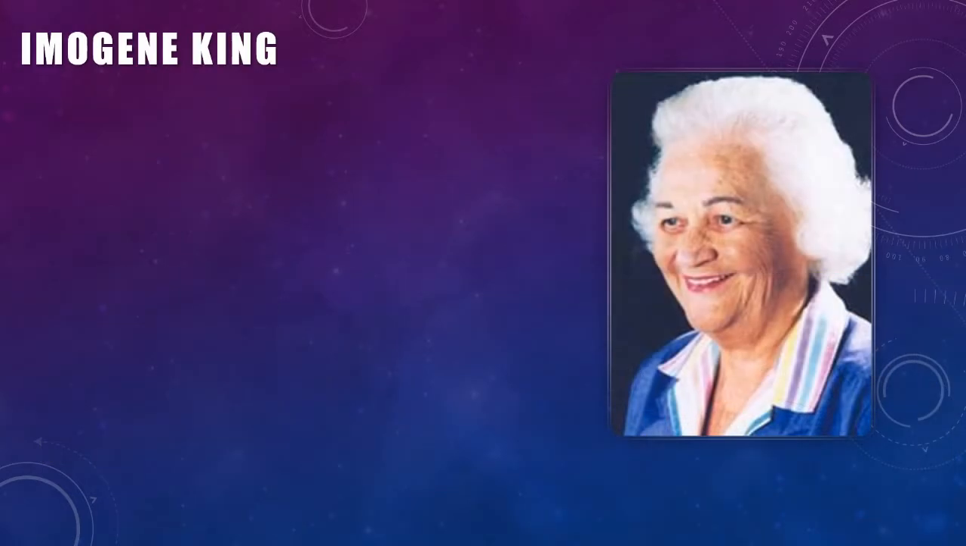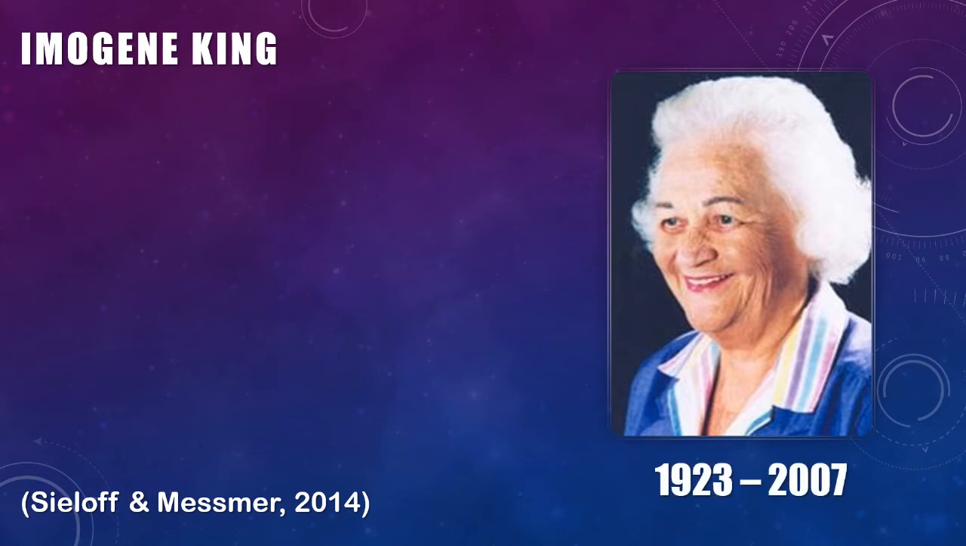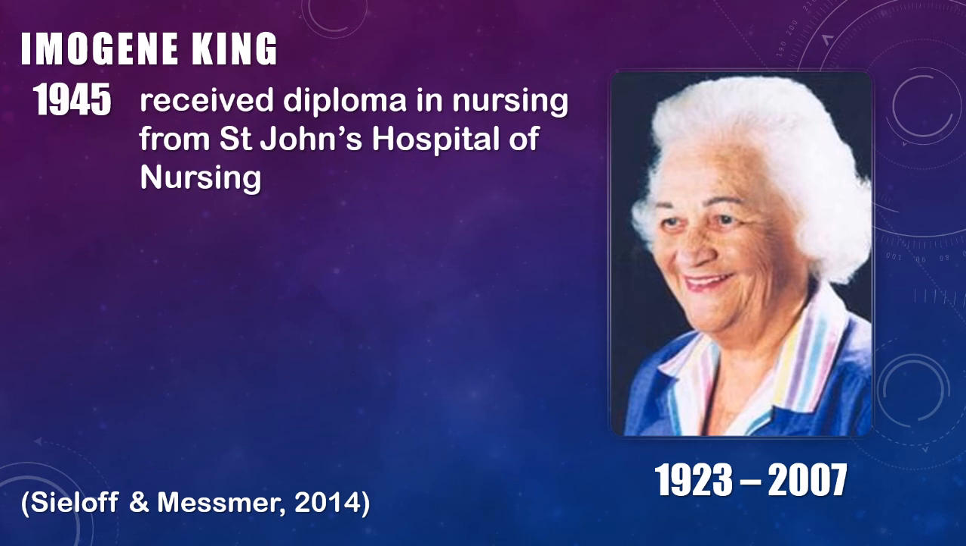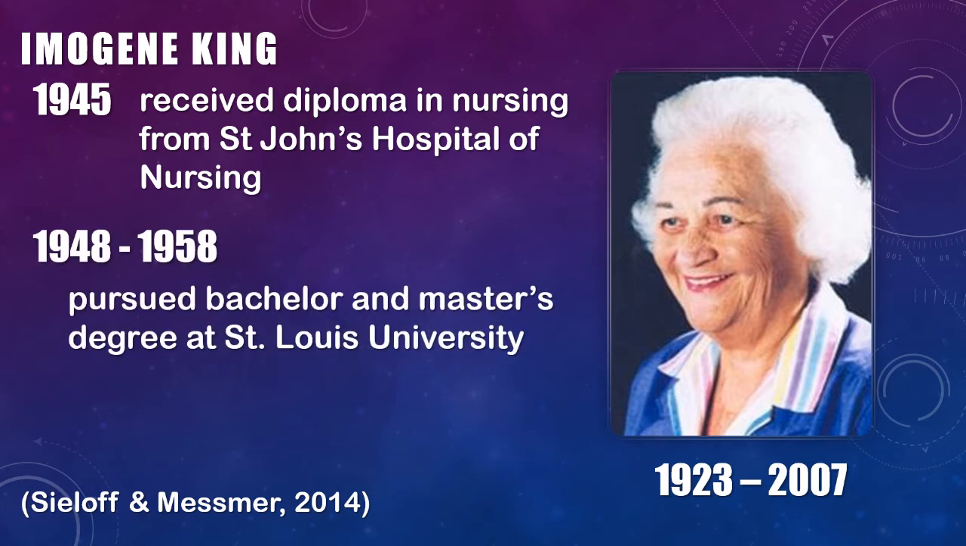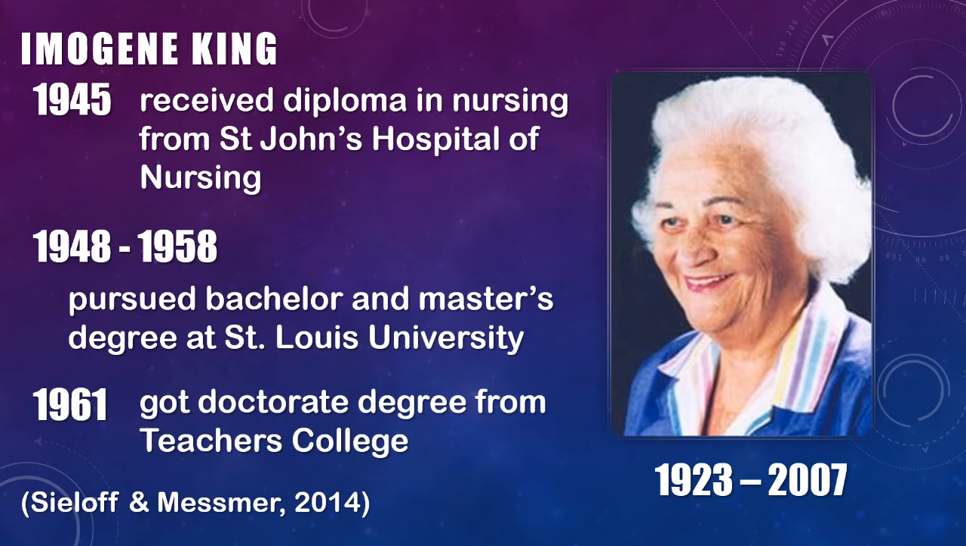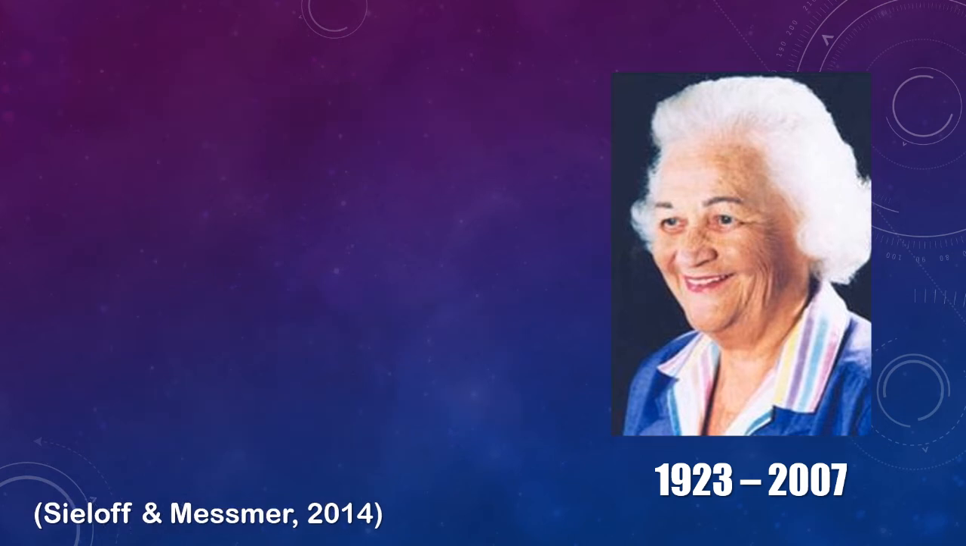To start, according to Sherlock and Mesmer, the theory of goal attainment was developed and introduced by Imogene King in the 1960s. She was born in 1923 in Iowa and died in 2007. She received her diploma in nursing in 1945 from St. John's Hospital of Nursing and pursued her bachelor's and master's degrees at St. Louis University in 1948 and 1958. Furthermore, she continued to pursue her education and got her doctorate from Teachers College in 1961.